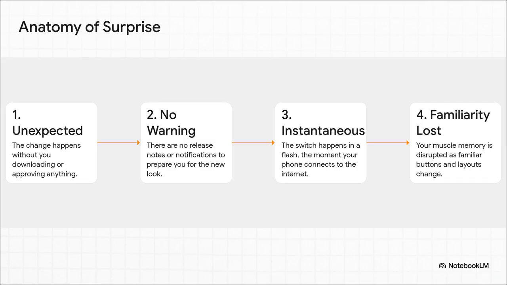Third, the switch is instant. It can literally happen the second your phone connects to the internet. And finally, and this is the big one, your muscle memory is suddenly all wrong. That button you could tap with your eyes closed, yeah, it might be in a slightly different spot now.